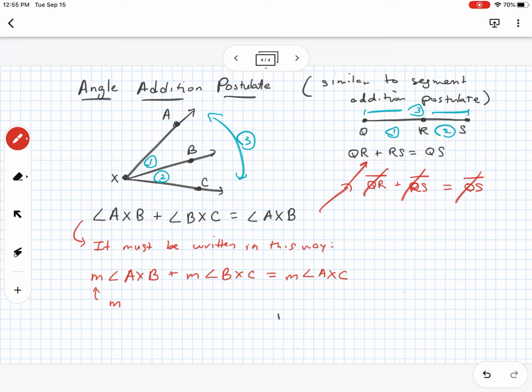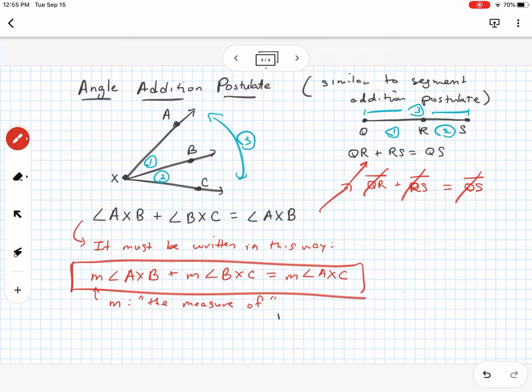And the way you pronounce this letter M, it's pronounced the measure of. Okay, so the measure of angle AXB plus the measure of angle BXC equals the measure of angle AXC. So anytime we have problems with numbers, problems with degree measurements, we want to use this way of writing things out. Okay, and so just a quick example for us.